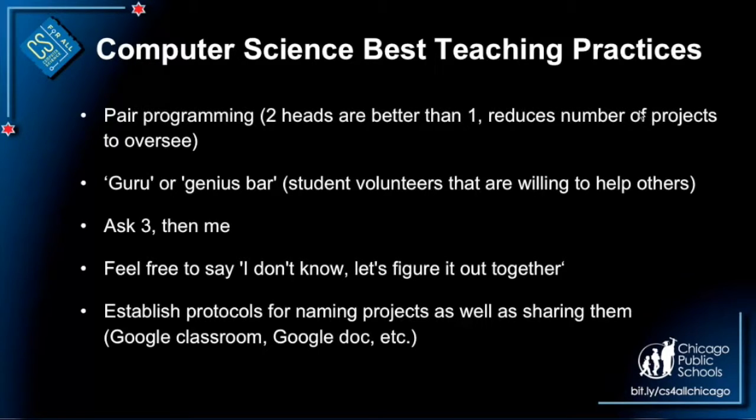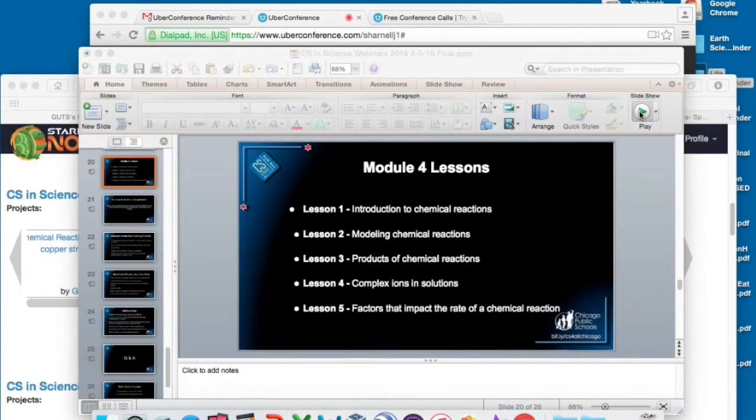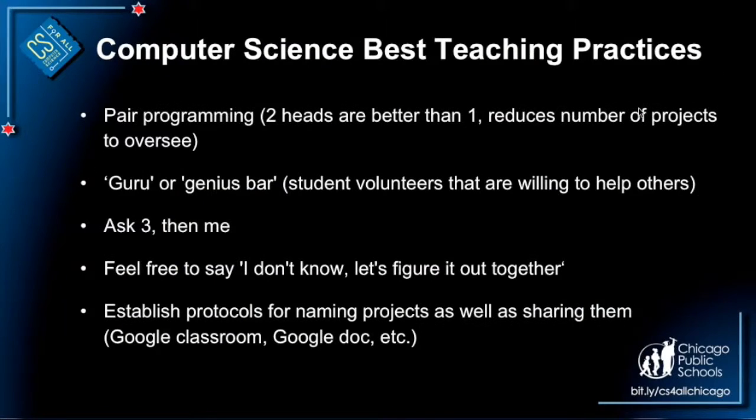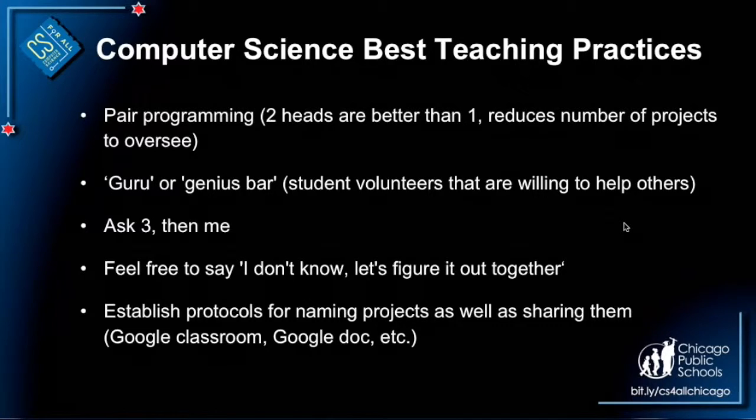Ask three, then me. Just what it says. I know a lot of teachers are familiar with it. Ask three of your peers, and then you can come and ask me. I want to see some original thought, or the students actually trying to work on it themselves. And then feel free to say, I don't know. Let's figure it out together. Sometimes that won't just be something to say, it'll actually be what's happening.